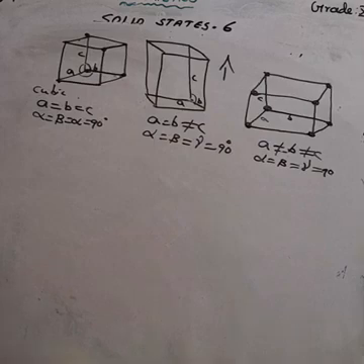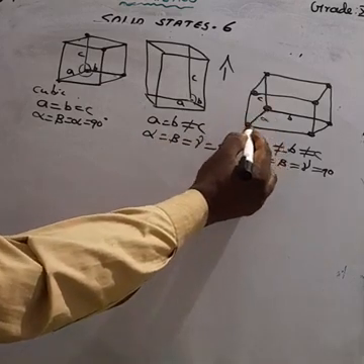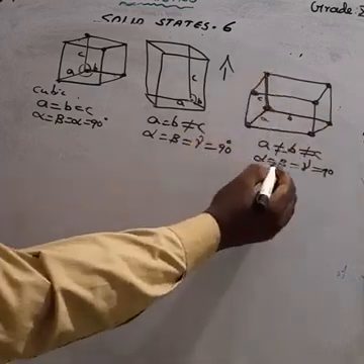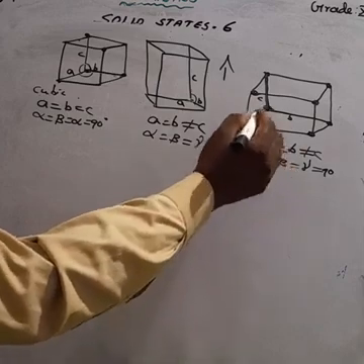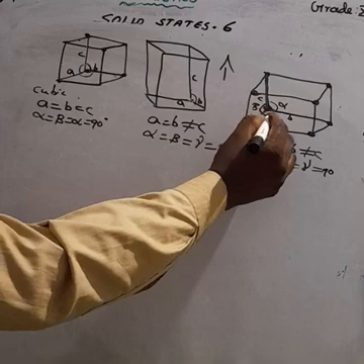Here it is telling about different lengths, meaning A is a different length, B is a different length and C is a different length. But the angles are same. Approximately the angles are same. Alpha is equal to 90 degree, beta is equal to 90 degree, gamma is equal to 90 degree.